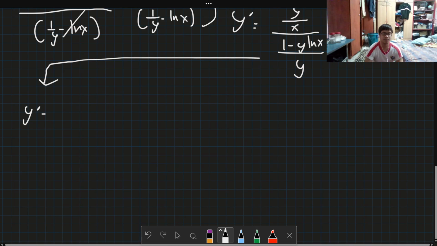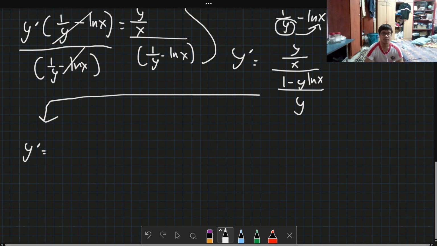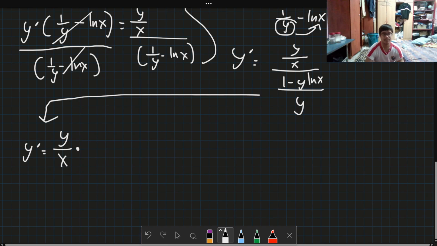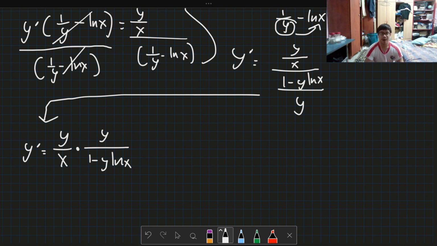By how? All you need to do is simple. You copy the fraction, you copy the numerator above first. So the numerator above is y all over x. Copy it here, y all over x times the denominator, but you switch the position. So you will get y all over 1 minus y ln of x. That's it. Now, why though?